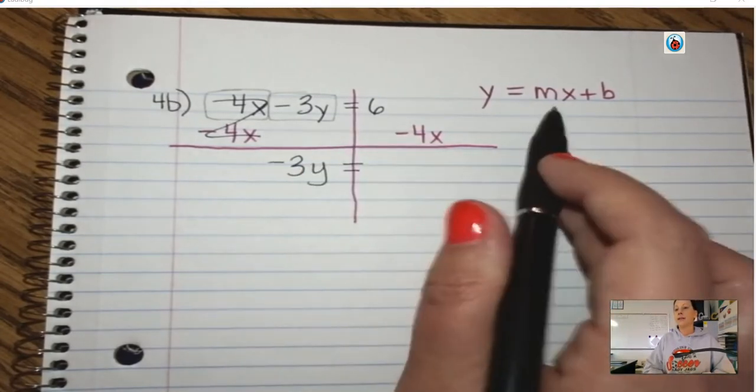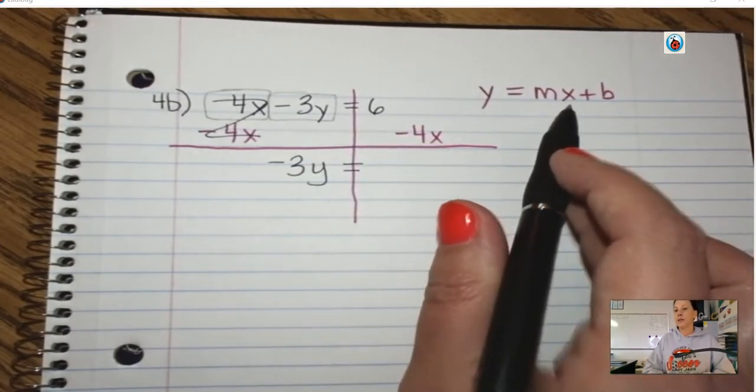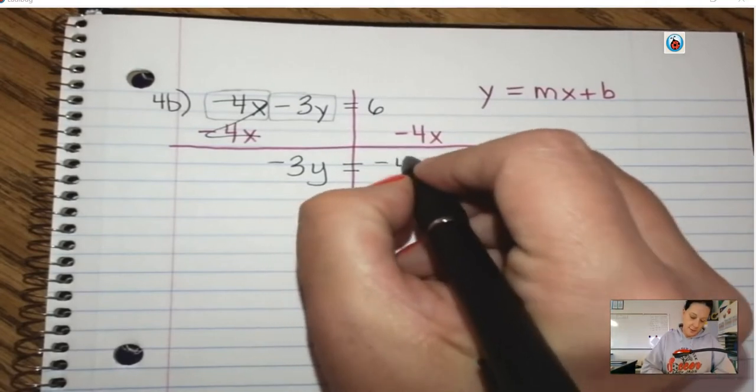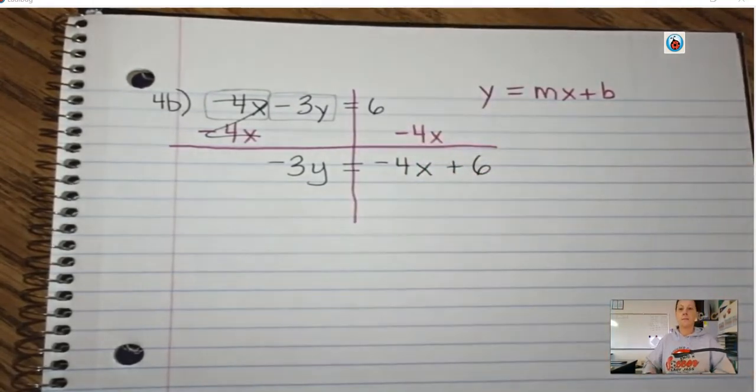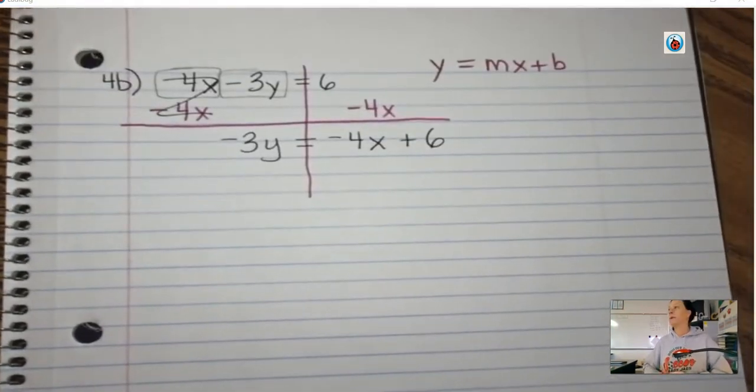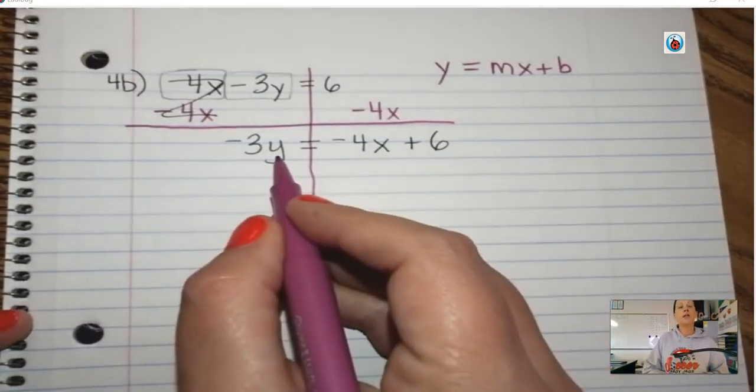I want it in slope-intercept form, so I'm going to put my x's first. There's -4x's, and then there's a positive 6. Your paper should look just like mine. Some of you are trying to skip steps and do things in your head, and then you're making mistakes. Please write down all the steps. Okay, look at the side that has the y.